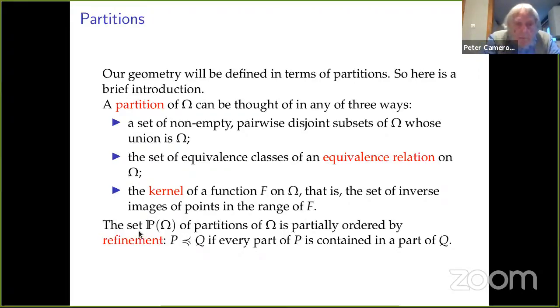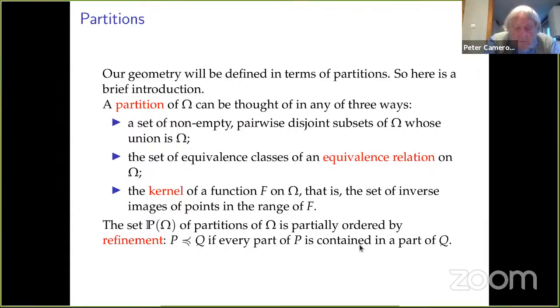Now, we let math bold P of omega be the set of all the partitions of omega. So you just look at the collection of all the set partitions of the set omega. And this is partially ordered by a relation called refinement. So P is below Q, P is less than or equal to Q in this order, if every part of P is contained in a part of Q. So in other words, take the partition Q and you're allowed to chop the parts of Q up into smaller parts to produce the partition P. So that's a partial order on the set of partitions.